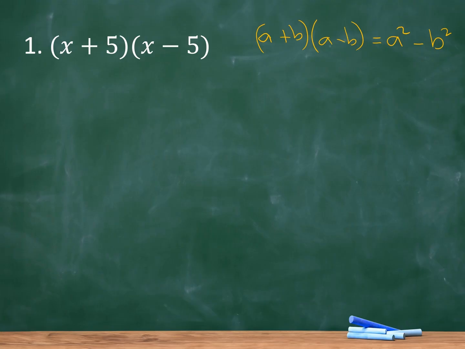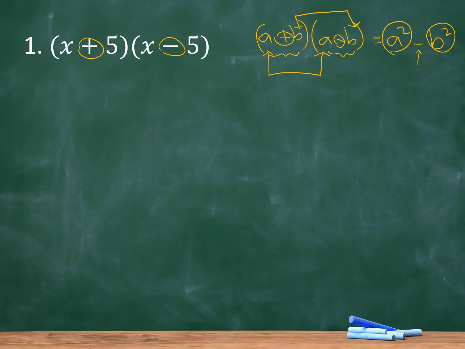So let's first analyze the pattern. If you notice, both binomials have the same first term, and they also have the same second term. The only difference is that in the first binomial we have a plus, and in the second binomial we have a minus. The same with our problem. So basically what we're going to do is square the first term, that's a squared, and then square the second term, that's b squared, and then put a minus in between them.